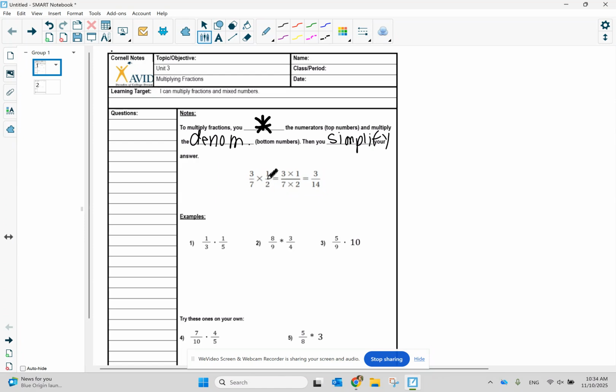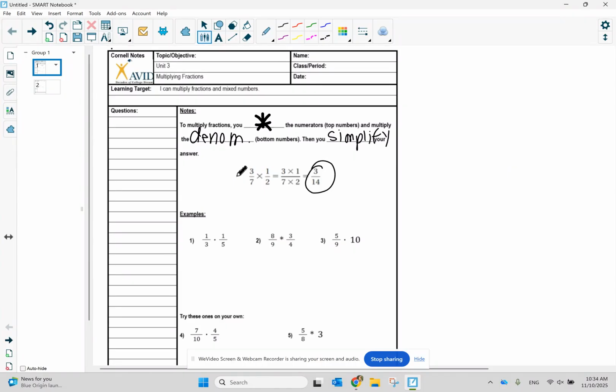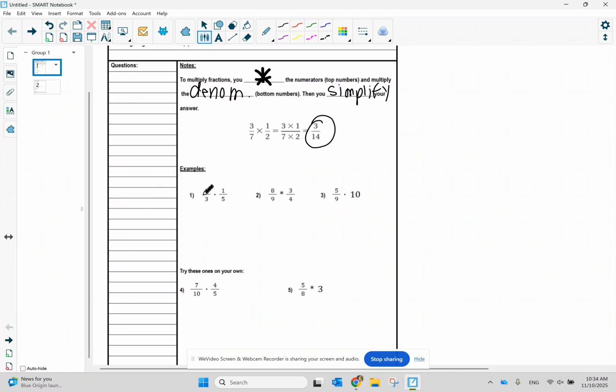Okay, so if we've got 3/7 times 1/2, we'd multiply our numerators, 3 times 1, and that equals 3. Then we do the same thing with our denominators, 7 times 2, and that's 14. So our answer would be 3/14. So if we have 1/3 times 1/5, we'd multiply 1 times 1 on top, which is equal to 1, and 3 times 5 on the bottom, which equals 15.